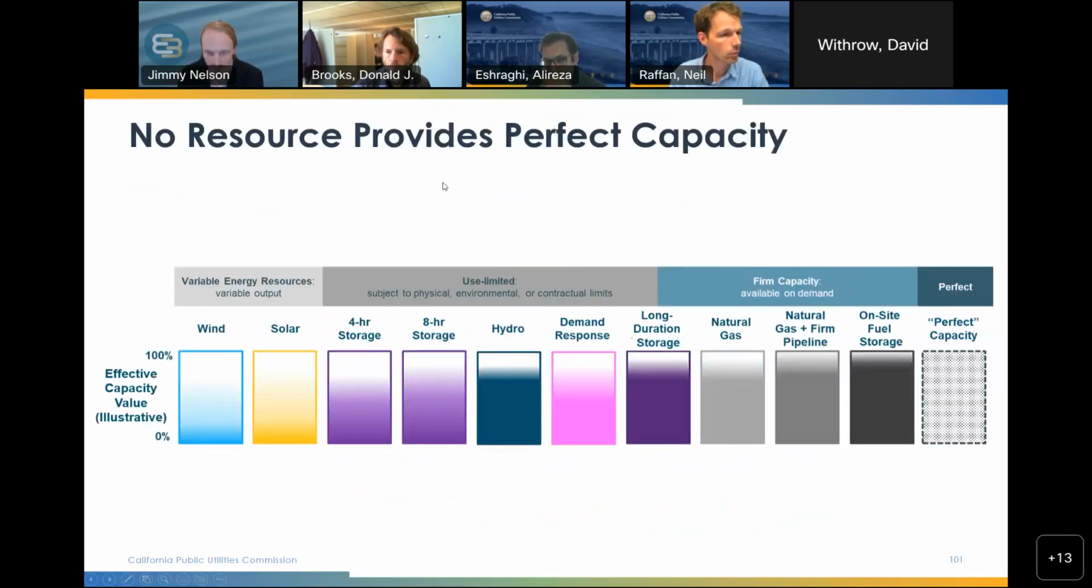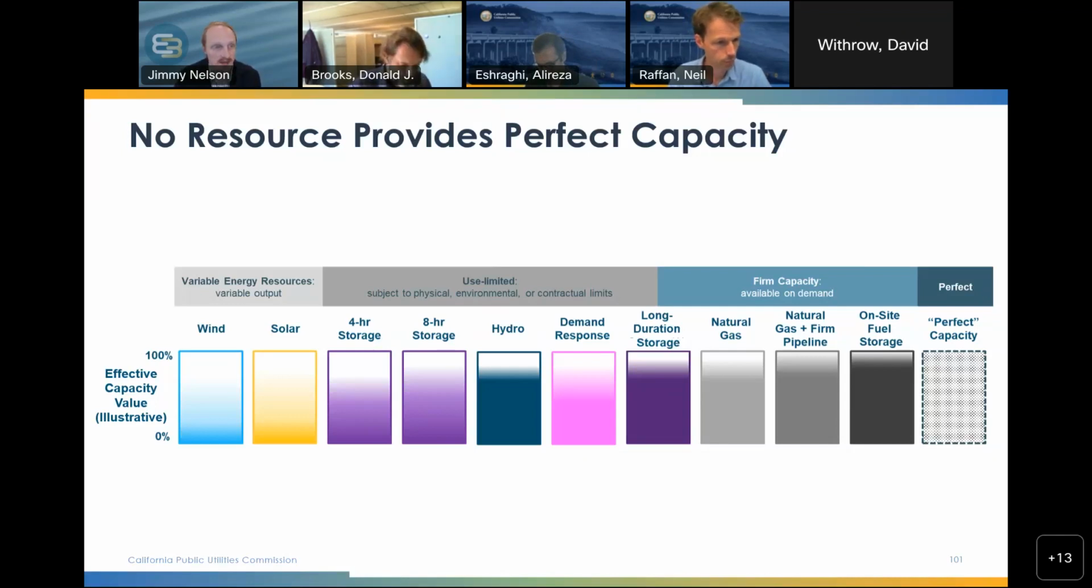So I think many of you may have seen this slide before, but it's just useful to note that no resource is a perfect resource. There are certain resources like perhaps an oil plant or a gas plant with on-site fuel storage capability that might have effective capacity values in the upper 90%, quite a very reliable unit, but no unit is 100% reliable.